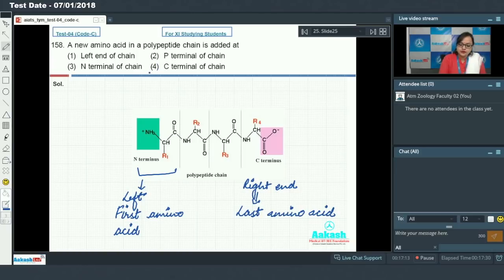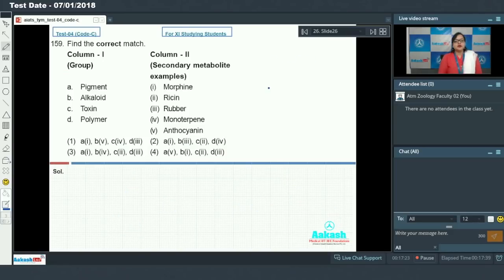So making option 4 as the answer for our question. So let's proceed to our next question, that is question 159. This says find the correct match. In column 1 there is given group, and in column 2 there are given various examples of secondary metabolite. So pigment here matches with anthocyanin, so A here matches with 5th.